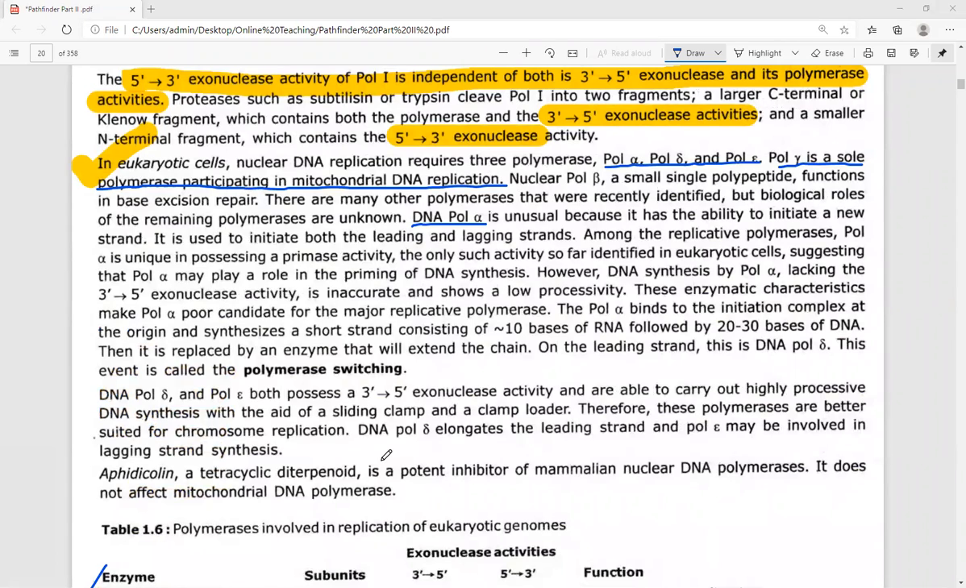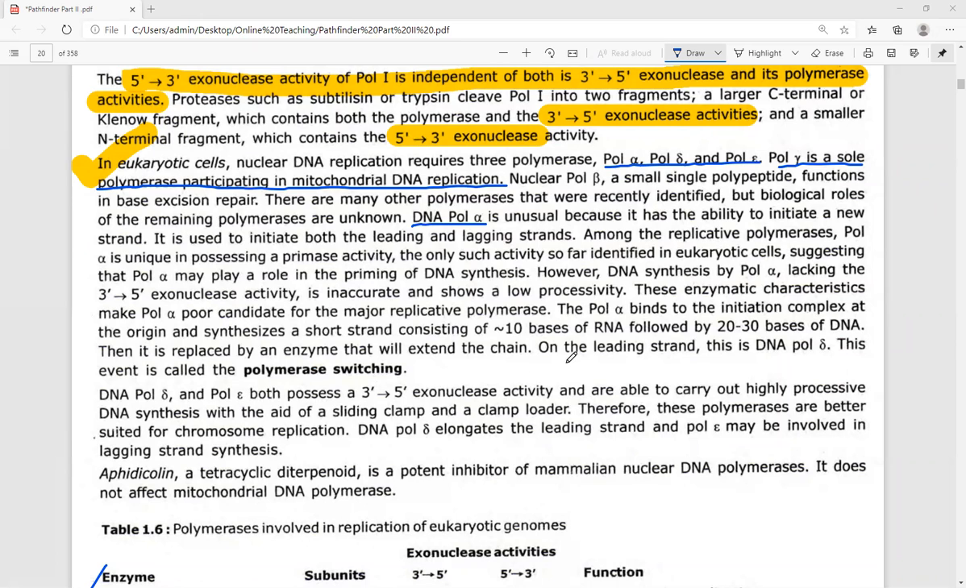Now, the next point. DNA polymerase beta, the nuclear polymerase beta, a small single subunit, functions in base excision repair. It is the one responsible for base excision repair. Now, the main DNA polymerases are DNA polymerase delta as well as DNA polymerase epsilon.